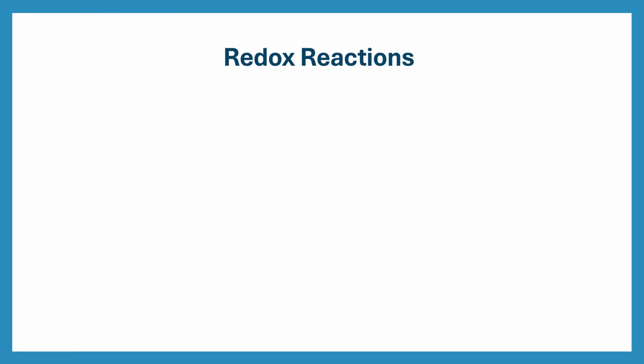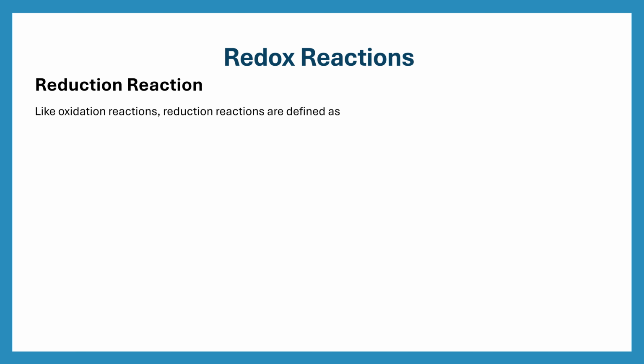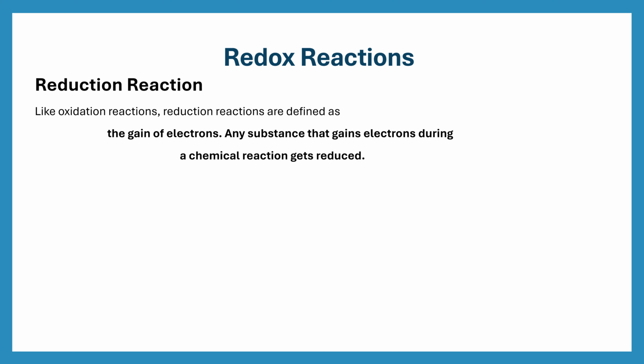Alright, now that we have covered oxidation, it is time to dive into the other half of the redox reaction, which is the reduction reaction. So, what is a reduction reaction? Well, just like oxidation is about losing electrons, reduction is all about gaining electrons. Any substance that gains electrons during a chemical reaction is said to be reduced.